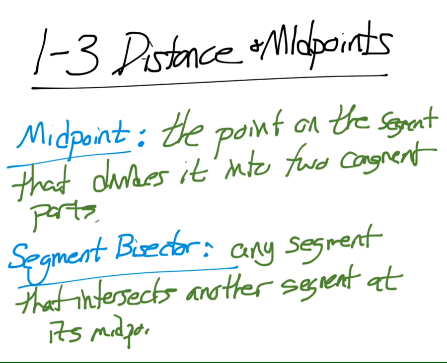So one thing we're going to see a lot is this word bisector. Bisector means to cut in half. Bi means two, sector means segment. Okay, bisector, cut in two. So if we have a line, and another line that crosses it exactly at its midpoint, cuts it in half, that's what we call a segment bisector. A segment that cuts another segment at its midpoint. These are the two vocab terms we need to know from this section.